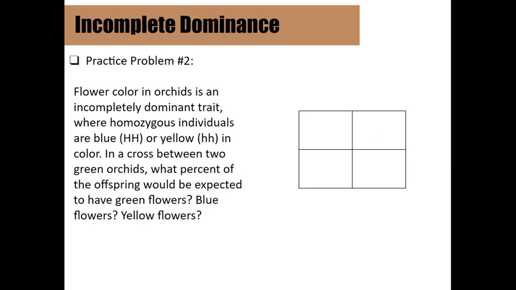Flower color in orchids is an incompletely dominant trait where homozygous individuals are blue with big H, or yellow, little h in color. So in a cross between two green orchids, what percent of the offspring would be expected to have green flowers, blue flowers, or yellow flowers? So let's keep in mind that big H, big H would mean the flowers would be blue. Little h, little h means the flowers would be yellow. And big H, little h means the flowers would be green.